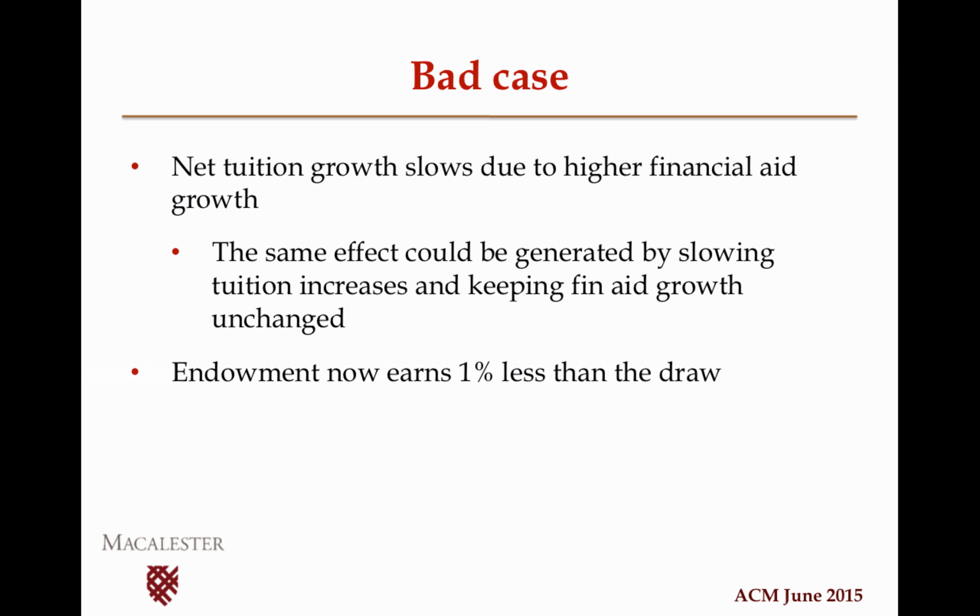The second part of this is that we have now seen a situation where financial markets have not performed very well, and so the endowment is now earning 1% less than the amount we're taking out. That is, the endowment's returns in the financial markets are 4% per year, but we're still drawing 5% of the value of the endowment into the operating budget to pay the bills.